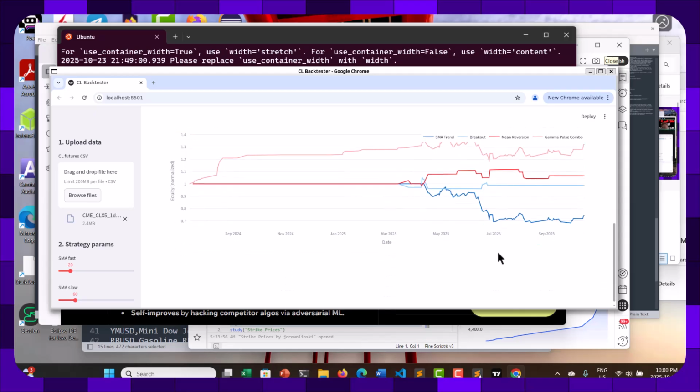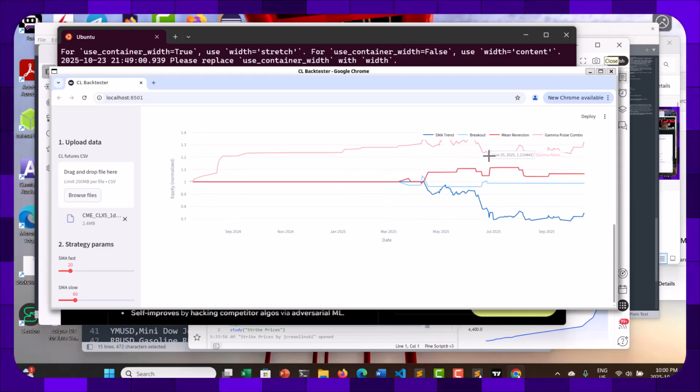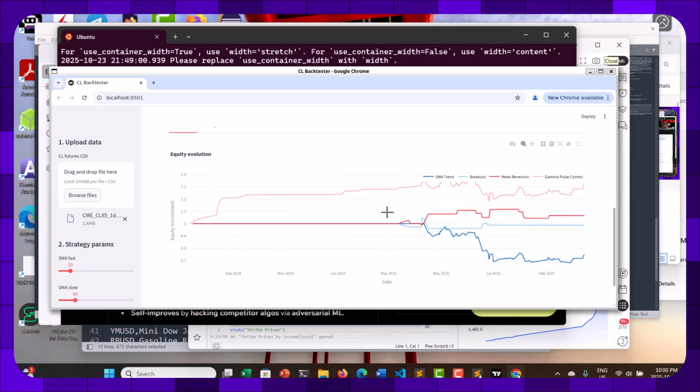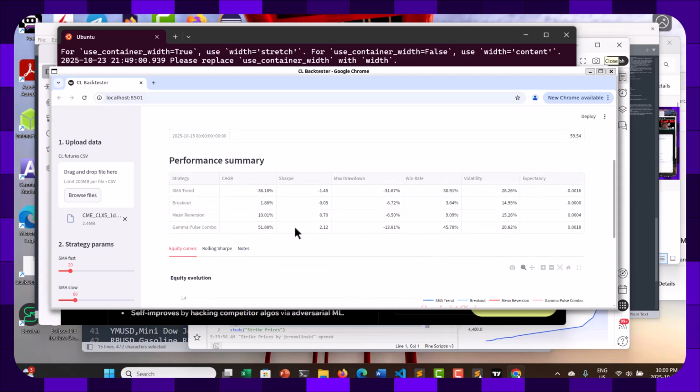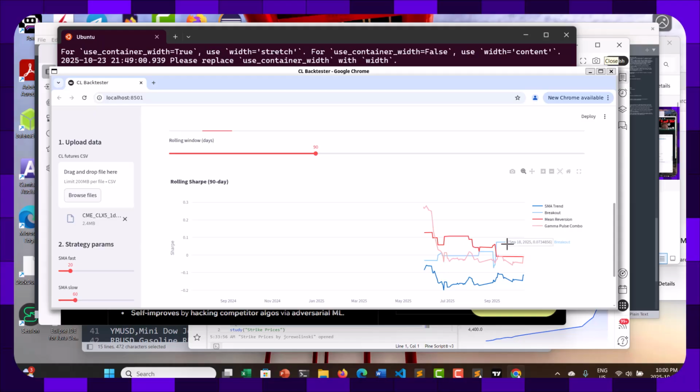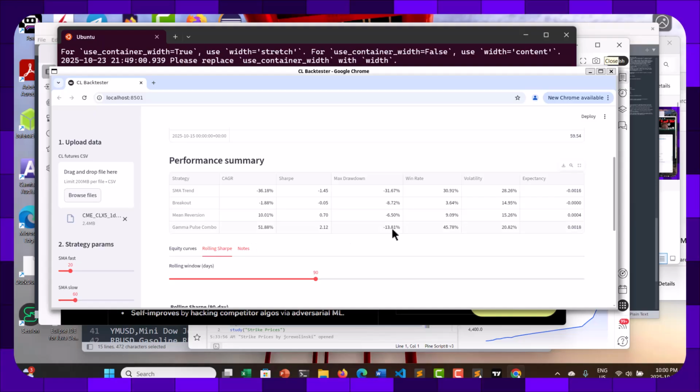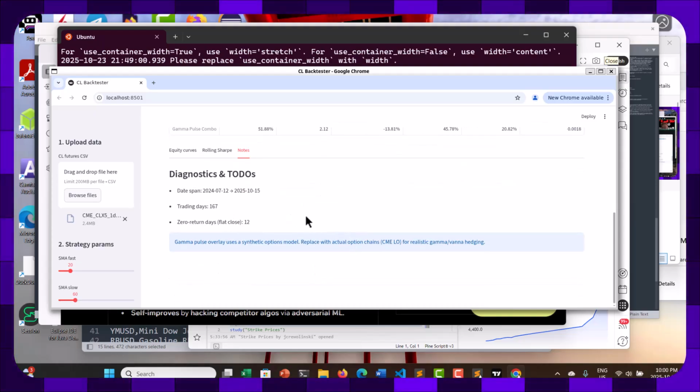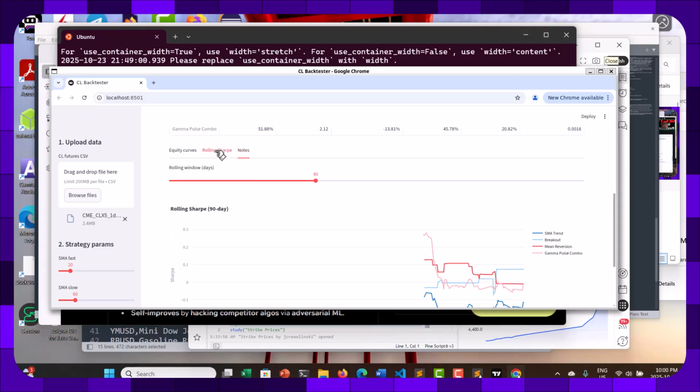So what's the best performer? Looking at this, we have gamma pulse. And in this case, gamma pulse is the best performing on equity curve. So let's look at the rolling Sharpe. Here we have the breakout all of a sudden, since that moved up since September 5th. So that's the best performing on the breakout. Also, we have special notes. We can add these if we want, but we have enough to work with.